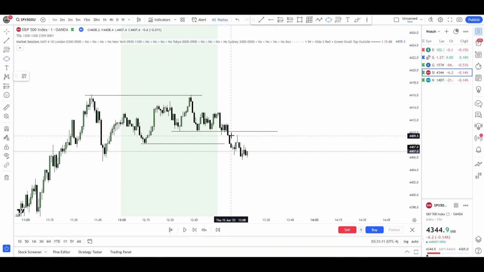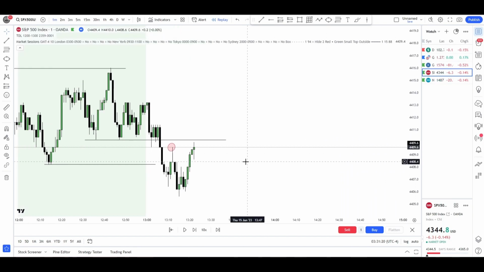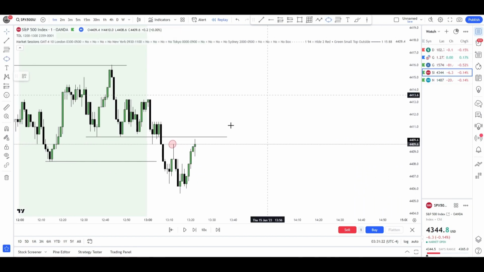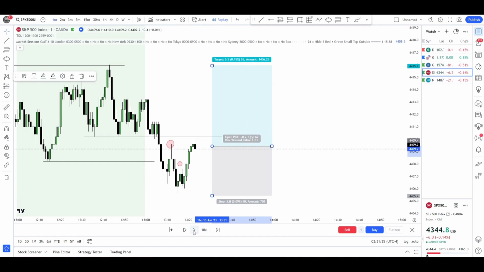So we have a high right here. If this gets broken, then I'm going long. And yeah, we sort of broke it now. You could also have entered from this for a better entry right here, but let's just put it up here and wait for a fair value gap to be formed.